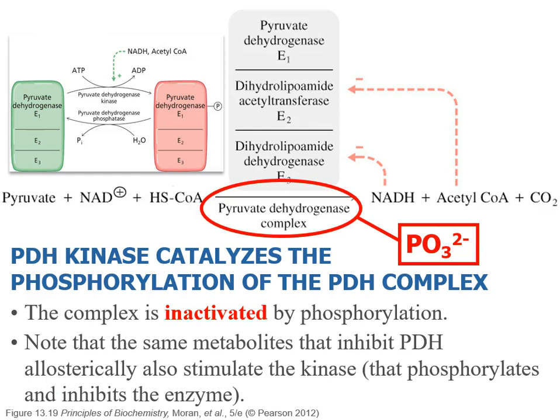And if you notice, the NADH and the acetyl-CoA that served to allosterically inhibit the enzyme also stimulate the kinase because the kinase is going to phosphorylate and inactivate the enzyme. So the enzyme is inactivated both by allosteric inhibition by the products, the NADH and the acetyl-CoA, and by the NADH and the acetyl-CoA acting as allosteric stimulators of the kinase that will phosphorylate and inactivate the enzyme. So these things work together.